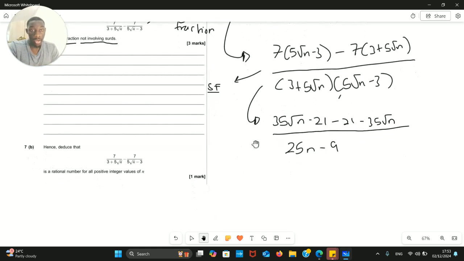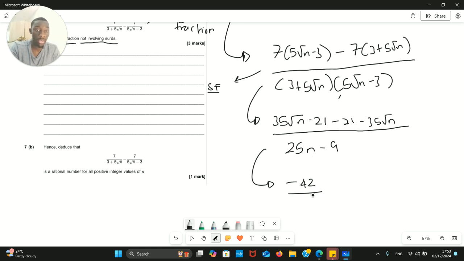So now that I have my single fraction, I want to simplify things. From here, the 35 root n terms cancel out, so I'm going to have minus 42 on top divided by 25n minus 9. And then I can have my minus sign out front. So minus 42 over 25n minus 9. And that is it.